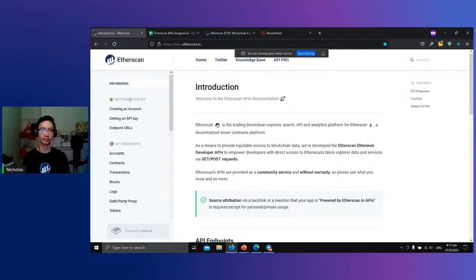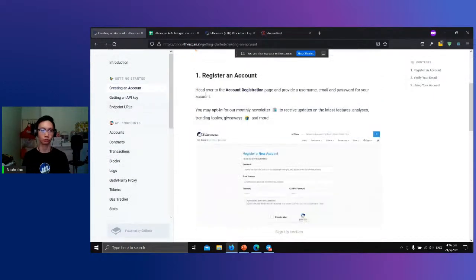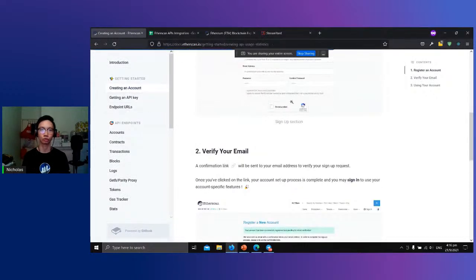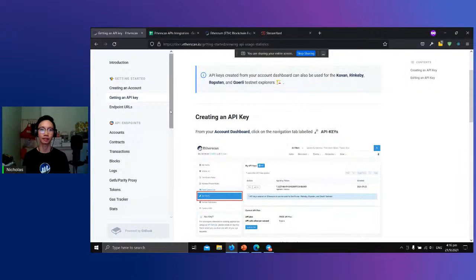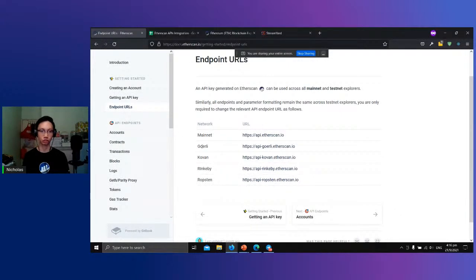So I'm just going to start with the getting started section. This is great if you have never heard of Etherscan, you've never used an API key, and you're not too sure on how to get one of these API keys. There are some great resources here on how to register an account, how you would go about creating an API key, and some of the key endpoint URLs. Just a quick note: an API key that you create on Etherscan, you can use across all the other testnet explorers, such as Goerli, Rinkeby, Kovan, and all that. They work the same, just that you cannot use it on a different blockchain. So you can't use an Etherscan API key on BSCScan.